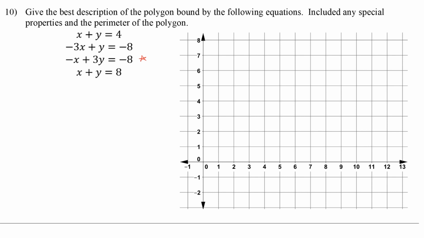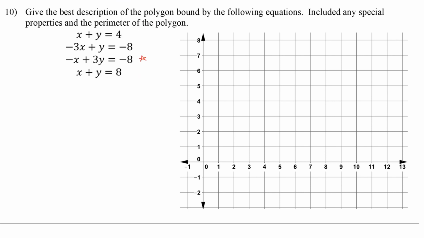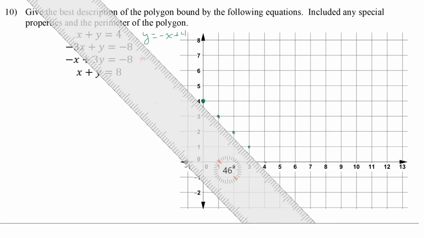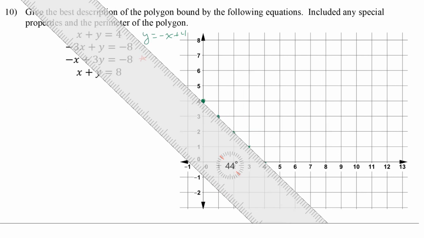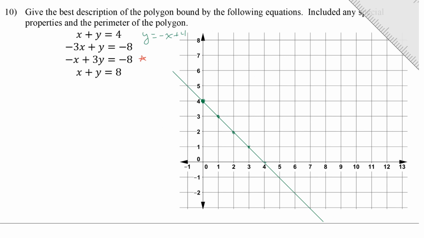So I'll start with this top one, and I think I'll use green. Let me select a beautiful green. And we'll just rewrite this. This is going to become y equals the opposite of x plus the number 4. So I've got a y-intercept of 4, and I have this slope pattern of -1/1. So this is pretty straightforward, right? These are all going to be points on it. Let me grab a ruler here and line this up. So these points form the first boundary of this polygon. So there's one line.